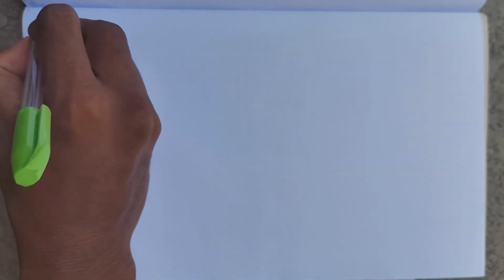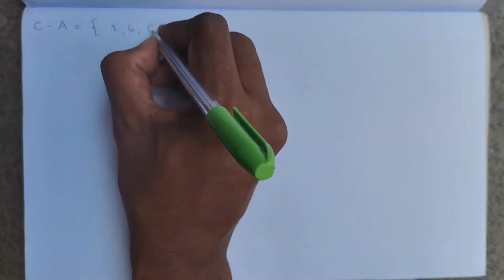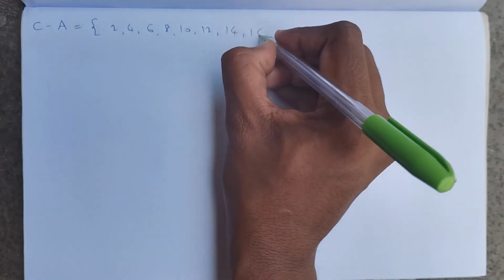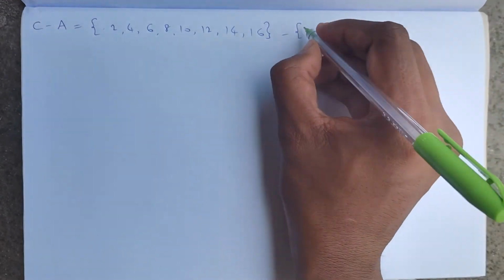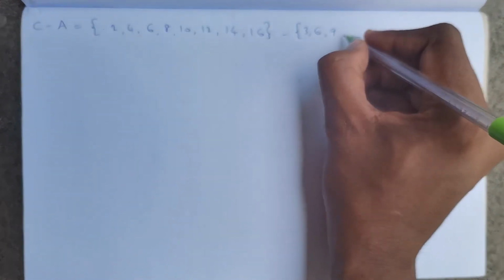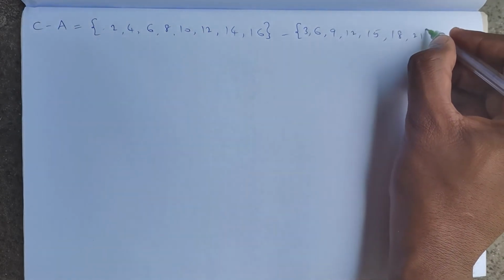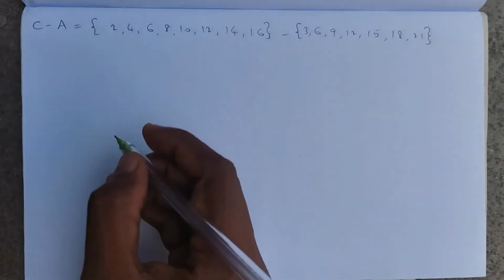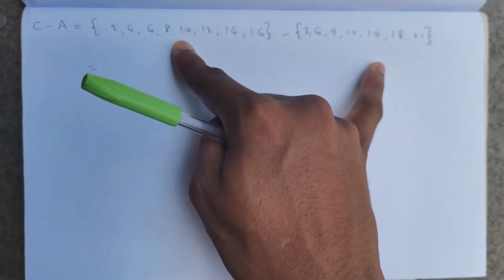Next one is C minus A. First, set C I am writing: 2, 4, 6, 8, 10, 12, 14, 16, minus set A. 3 1s are 3, 3 2s are 6, 3 3s are 9, 3 4s are 12, 3 5s are 15, 3 6s are 18, 3 7s are 21. So I wrote set C as well as set A. Now in C minus A, from set C we need to remove all the elements which are there in set A also.